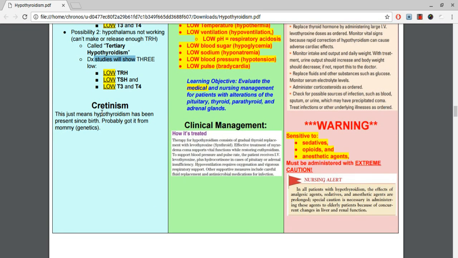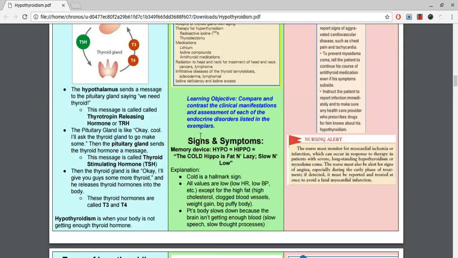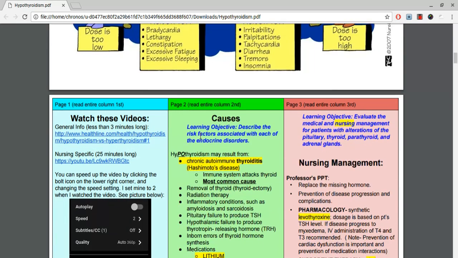All right. Now, this is just a one-sentence thing on cretinism, which was mentioned in the book, but I doubt they're going to test you on this one because there was literally only like a sentence on this. It just means that the hypothyroidism was present at birth, and they probably got it from their mom because it's genetics and all that. Okay, that's what cretinism is. So in case you hear about that, that's what it means. It just means they had hypothyroidism since they were born. It wasn't something that just suddenly started happening.